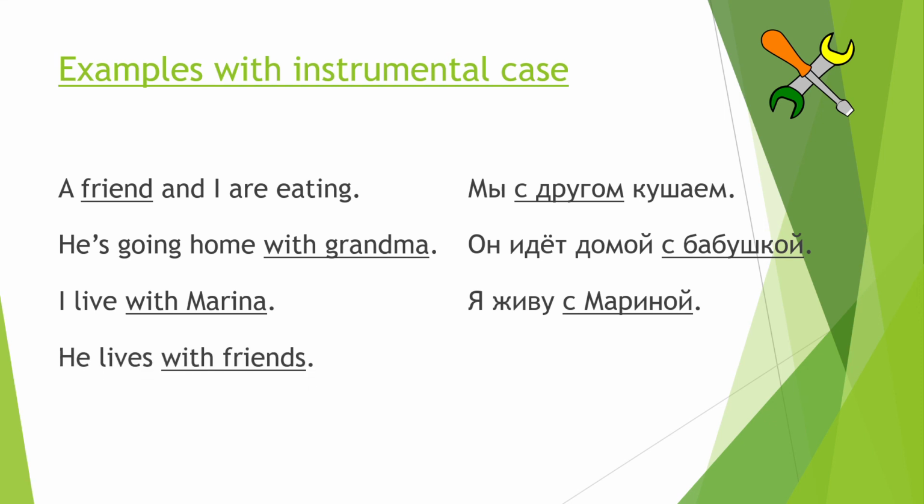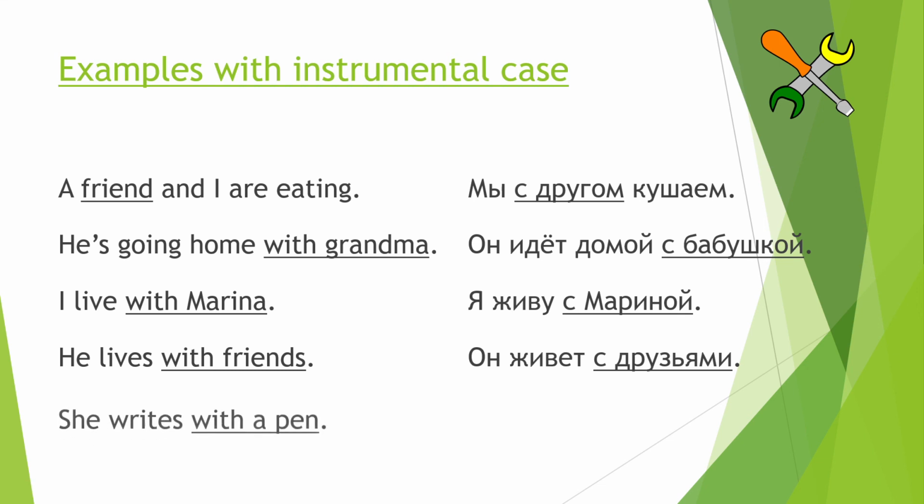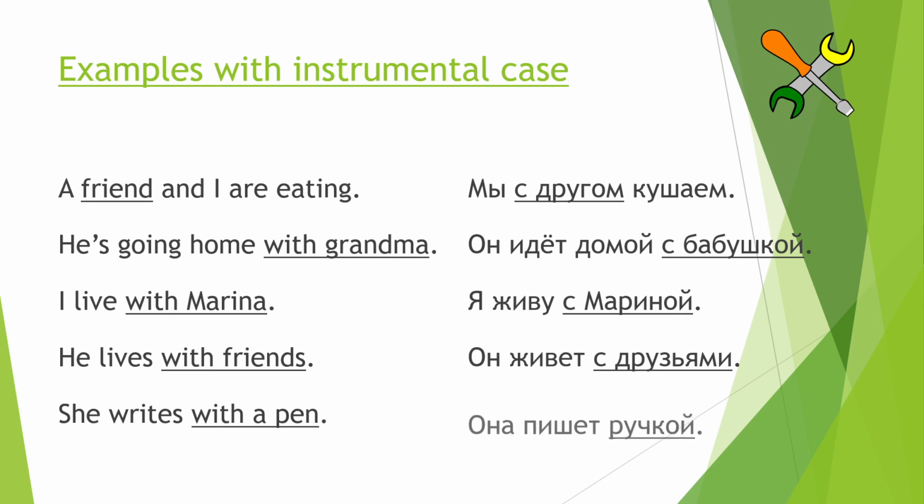He lives with friends. Он живёт с друзьями. Or он с друзьями живёт. I forgot to put the two dots above that ё. But anyway, she writes with a pen. So when we're using an instrument, we don't actually use the word with. Она пишет ручкой. Just having pen in instrumental case is enough to tell you that it is using the pen.